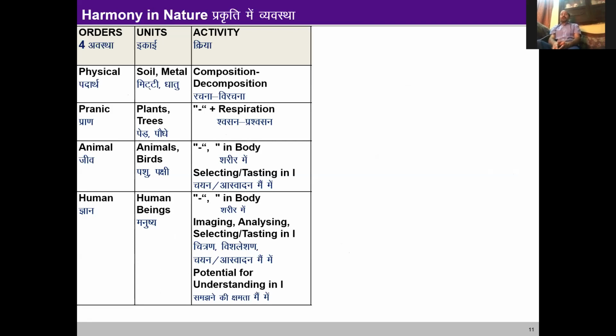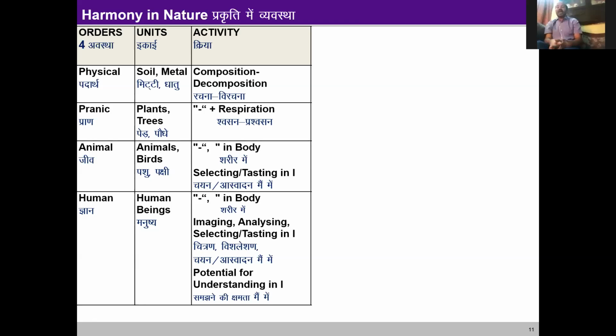So when we take a closer look at these four orders, the material order, the physical order, pranic, animal, and the human, we are going to know the units, their activities, their conformance and the innateness one by one. See, when we talk about what kind of units are present in the physical order, it is about the gas and the stones and all that. So, what is the activity over there? It is about composition and decomposition. Okay, they are built, they are destroyed, and they are rebuilt.